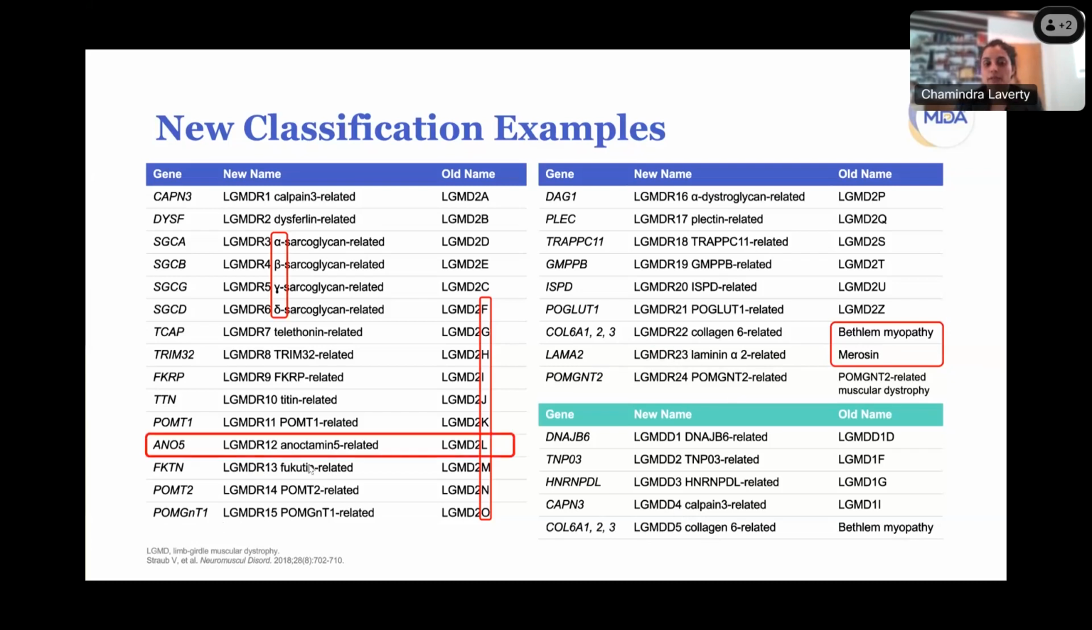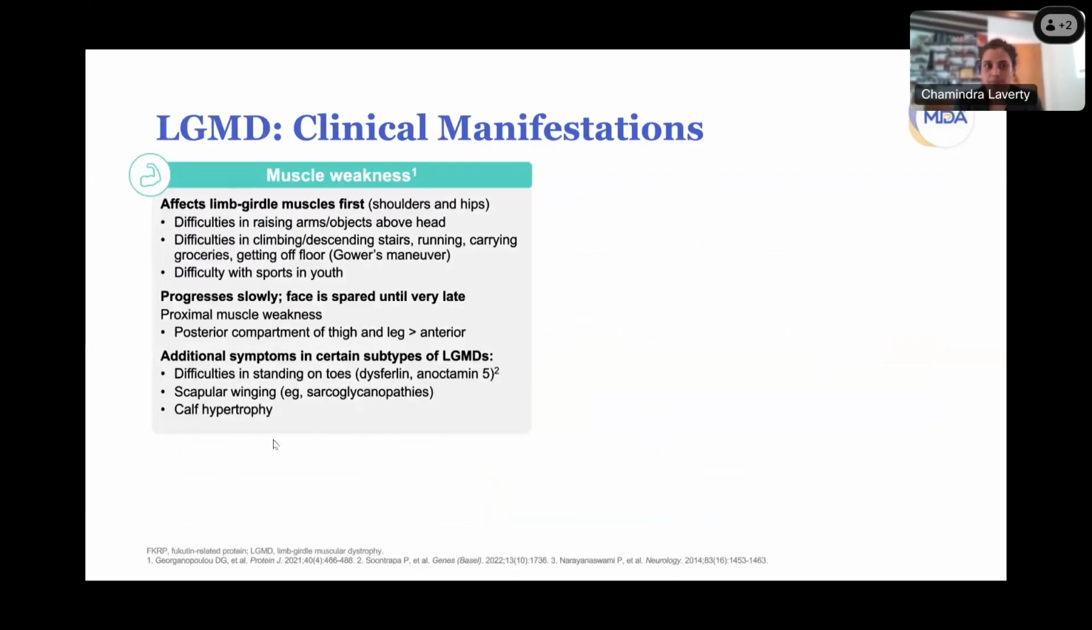I did also want to point out that what will probably end up being the most common limb-girdle muscular dystrophy in the United States is actually probably going to be anoctamin 5. So it's now R12. The predominant clinical manifesting feature is weakness. And the weakness, like we have based on the nomenclature, is indeed going to be in the shoulder and hip girdle muscles first. They have the prototypical proximal muscle weakness.